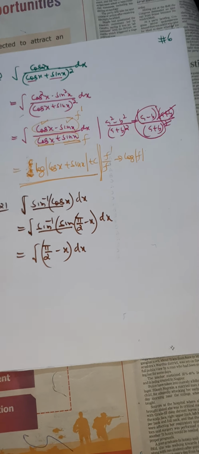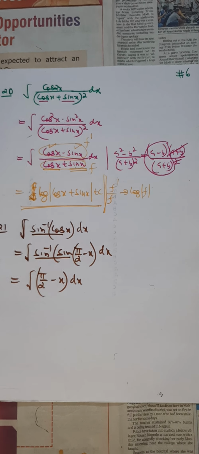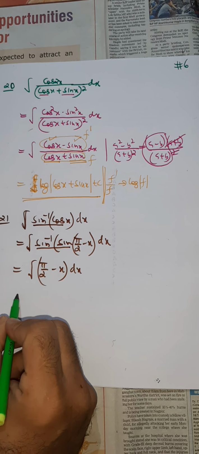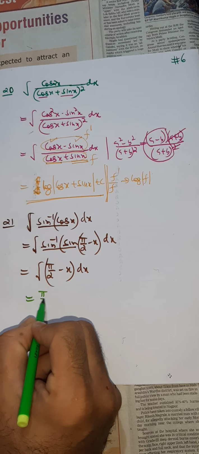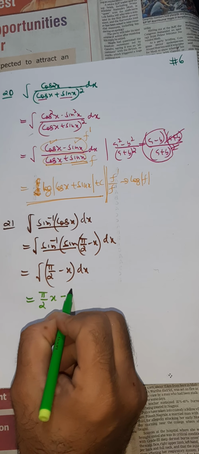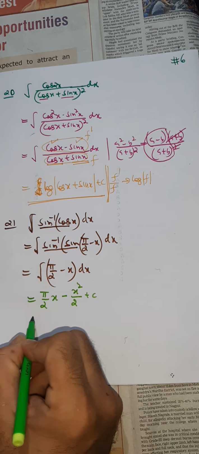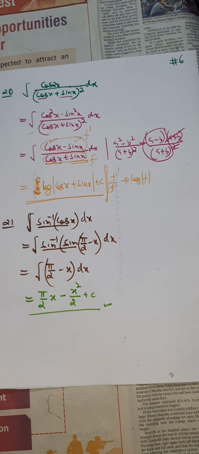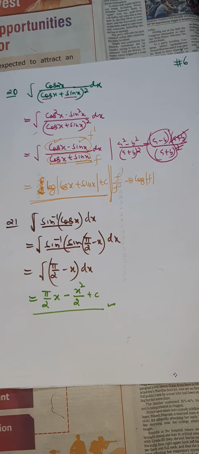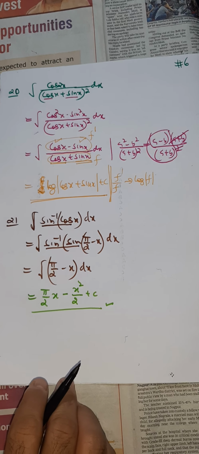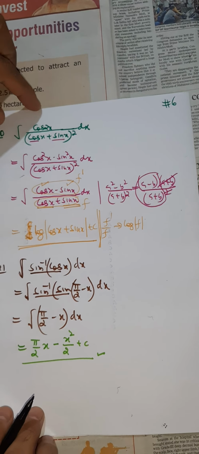Now this can be integrated very easily. First one is a constant term. Pi by 2 will come out, just 1, integral of 1 is x, so pi by 2 x minus integral of x, which is x square by 2, plus c. This is the required integral. Let me now go to question number 22.